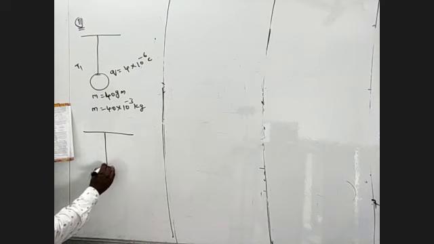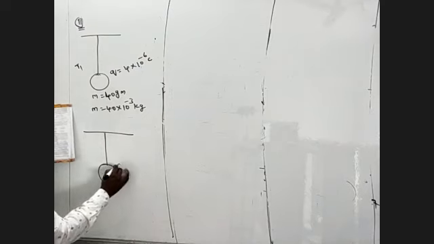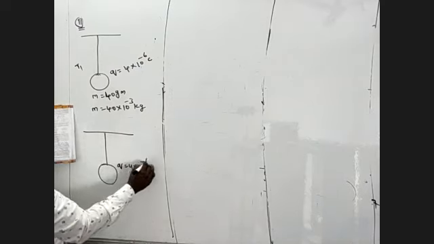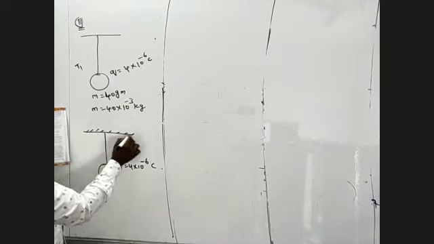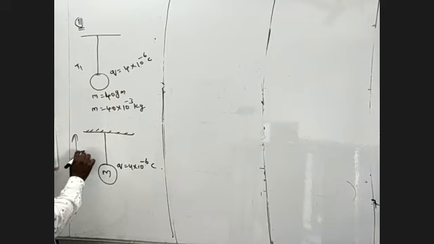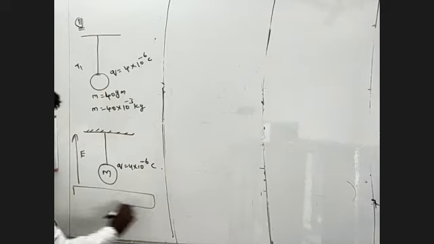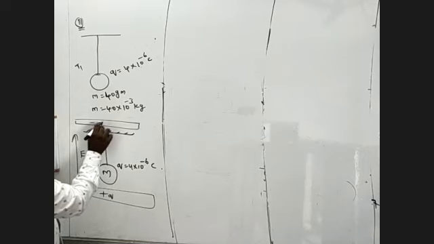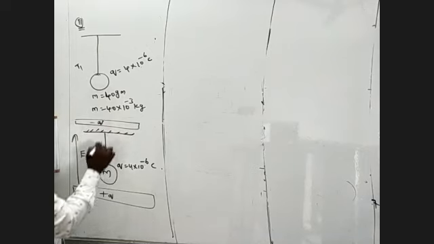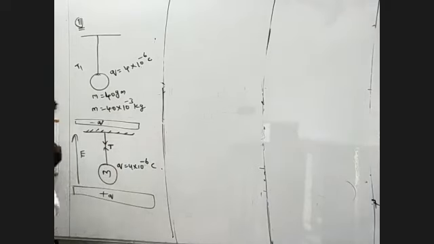Now, next, this is a charge, the same charge q, 4 into 10 power of minus 6 C, and the same mass, but the electric field is acting in an upward direction. This is the direction of the electric field, acting upward. The tension is also acting in the upward direction.